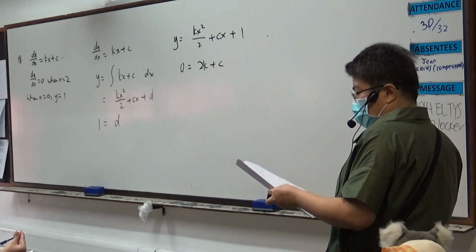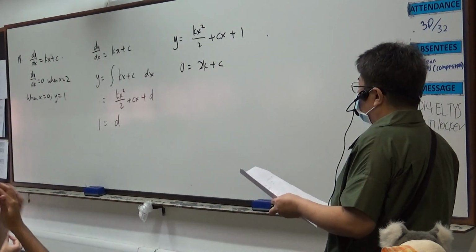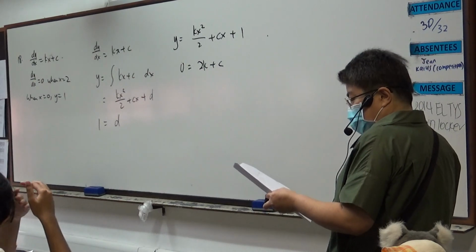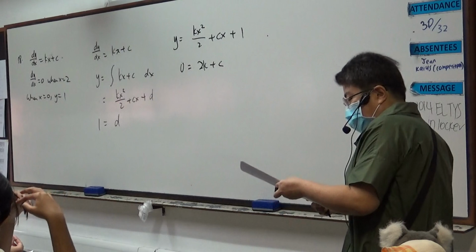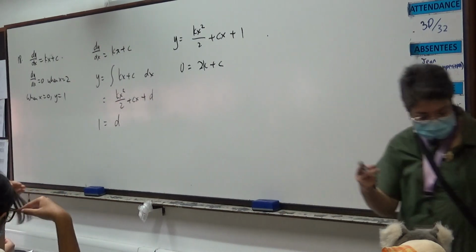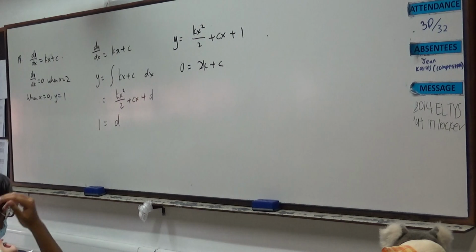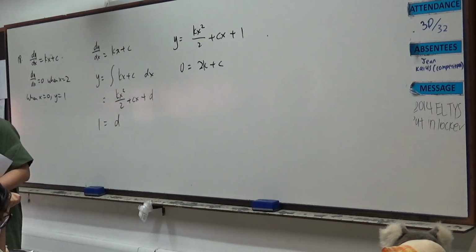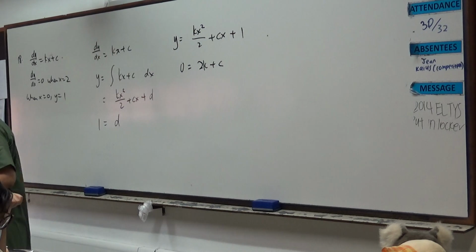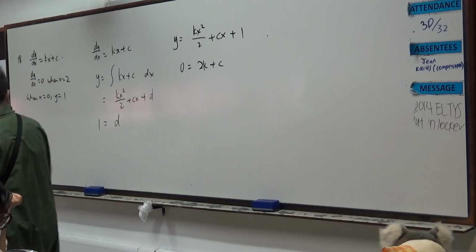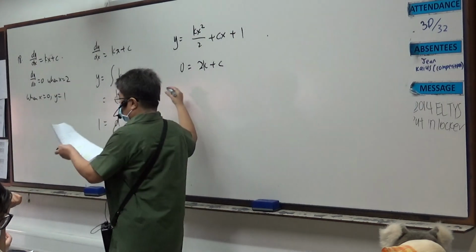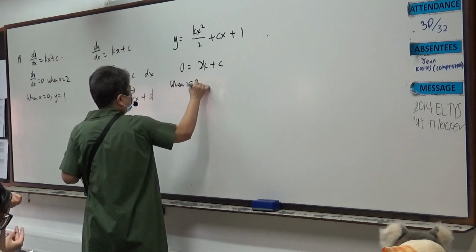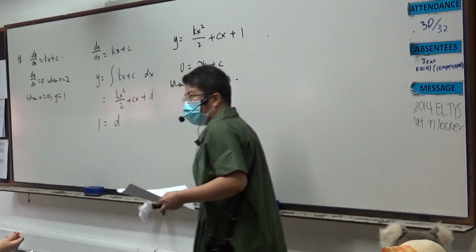So after this, how? Make C the subject. How to make C the subject? Look at the question again. What did they say? The curve has a stationary point at 2, -3. If the curve has a stationary point at 2, -3, that means the curve must pass through 2, -3, right? Just that this 2, -3 can be a maximum or a minimum point. So, when x is 2, y is -3, agree? Correct.